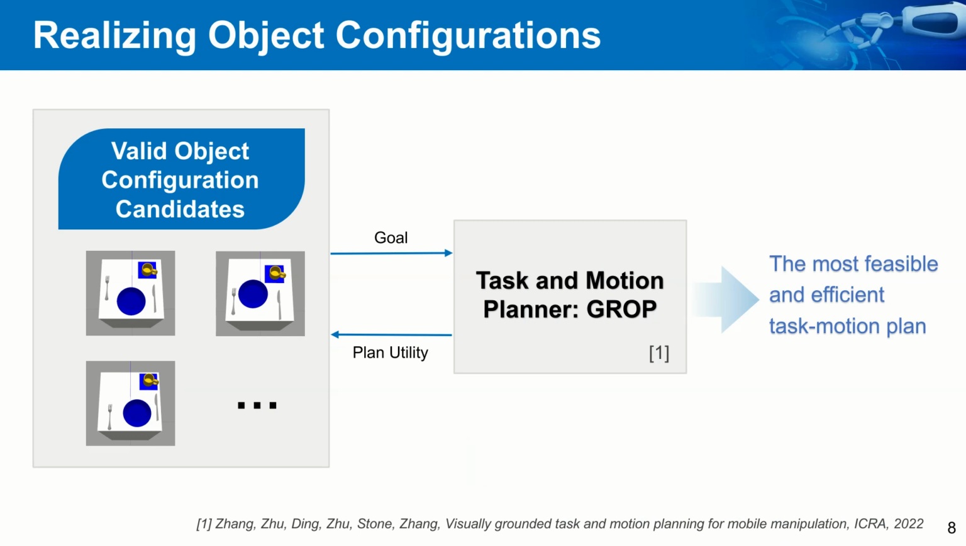For each candidate, we can utilize an existing TAMP framework, called Group, to compute a task and motion plan to realize object placement. Group can also evaluate the plan quality, in terms of its feasibility and efficiency. After evaluating all candidates, we identified the most feasible and efficient plan for object rearrangement.